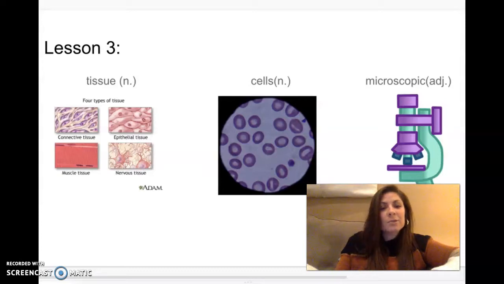Our last vocabulary word is the word microscopic. Say microscopic. Microscopic means too small to be seen without the aid of a microscope.